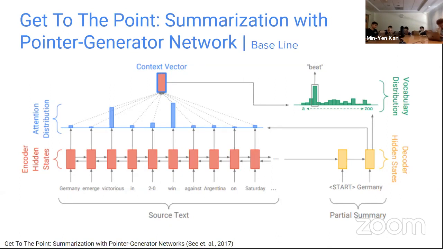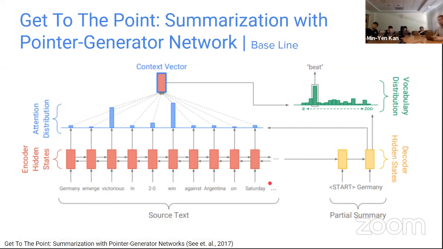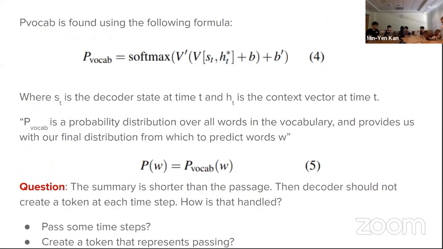Okay, so it goes on until it creates the end token, and there are no breaks in between, right? Oh, I see. And how do they make sure that the summary is shorter than the context? I think for the sequence model it's just because of the training data. Yeah, the data, correct.